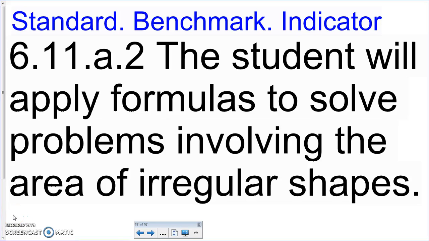Today we are learning how to solve problems involving the area of irregular shapes with circles. Please copy the standard benchmark indicator on a clean page in your math notebook. The student will apply formulas to solve problems involving the area of irregular shapes.